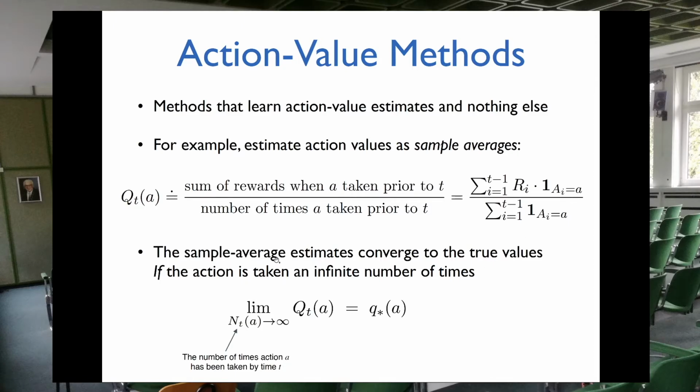This sample average, because you need to average the samples that you generate, converges to the true values if the action is taken an infinite number of times. So if the number of times that you execute that action approaches infinity, in the limit, then your estimation, this big Q, will be exactly the true value of that action. So of course this is in the limit.